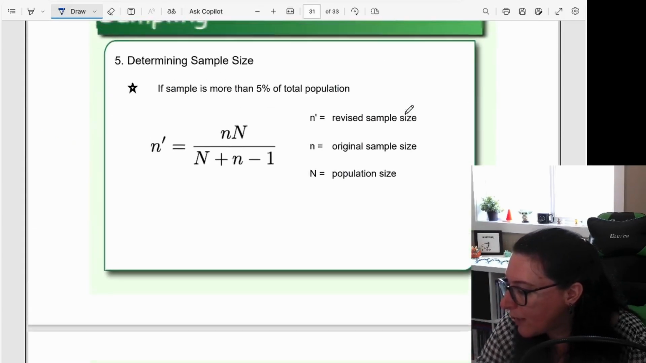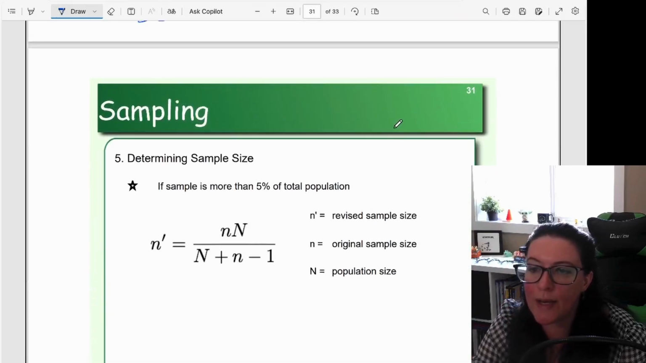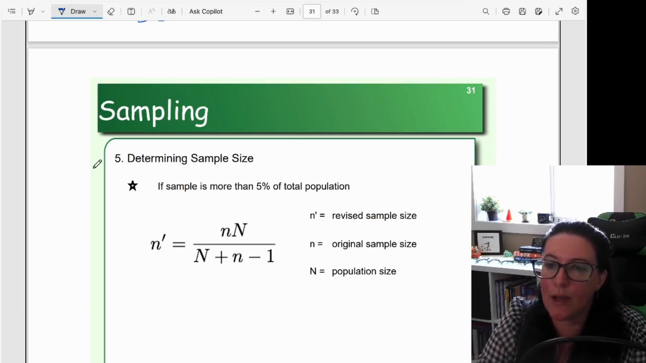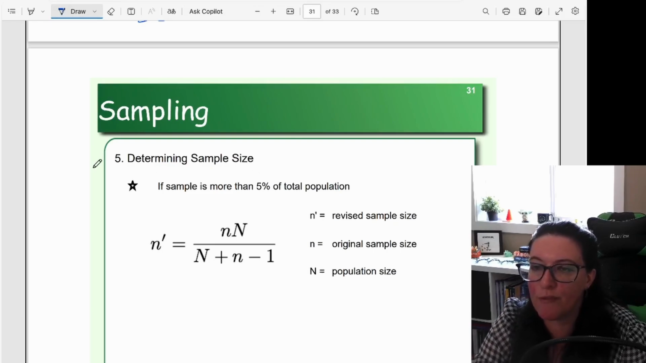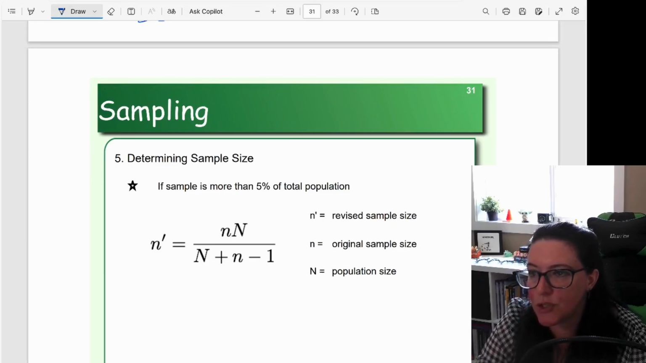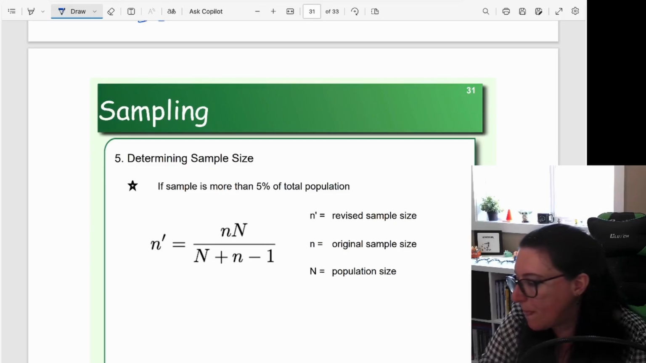All right, one more here, which is what if your population is not very large, so that your sample is more than 5% of your total population. So in that particular case, there's actually an adjustment made to the calculation.